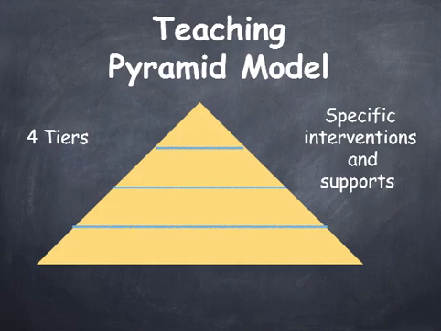Think of a child you currently work with or know. Which of the 4 tiers could this student benefit from and why?